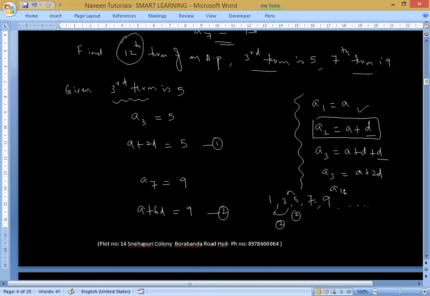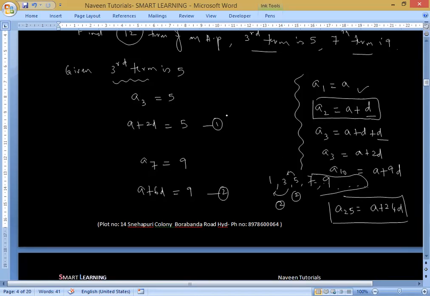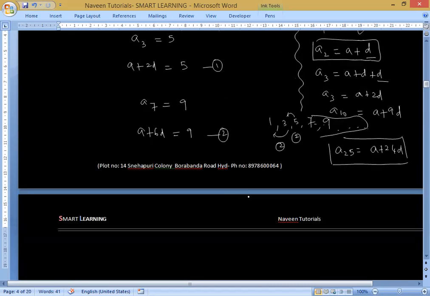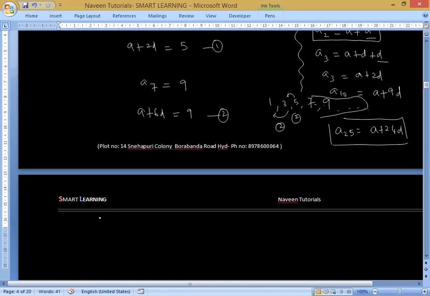Then A10 means A plus 9D. So if the question is A10, then I'm going to write A plus 9D. Suppose A25. How do you write A25? A plus 24D. So to get the term, just substitute the values of A and D, instead of writing the complete formula. In this case, the first equation is A plus 2D is equal to 5. The second equation is A plus 6D equal to 9. To get the values of A and D, I am going to solve 1 and 2.